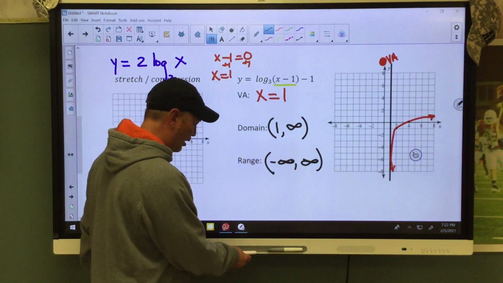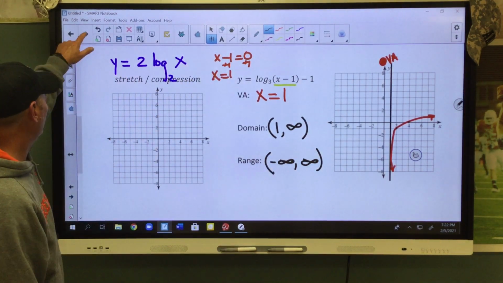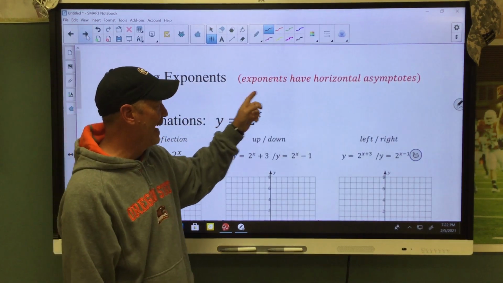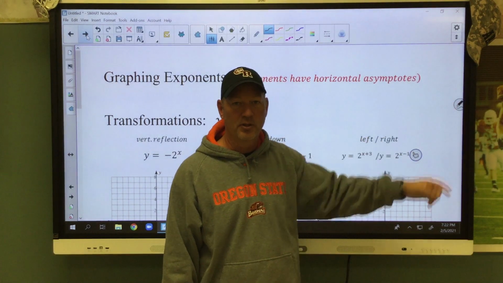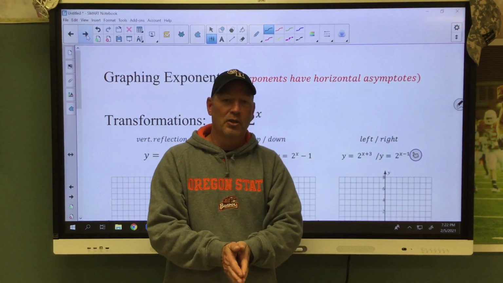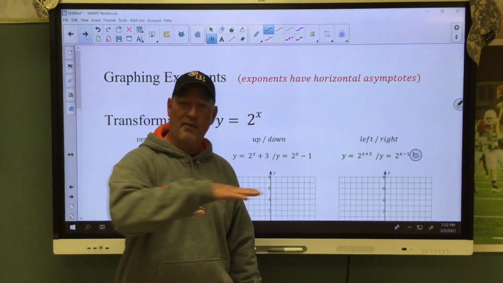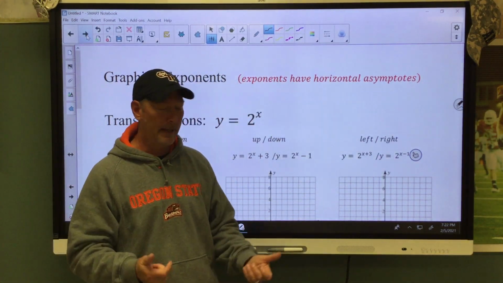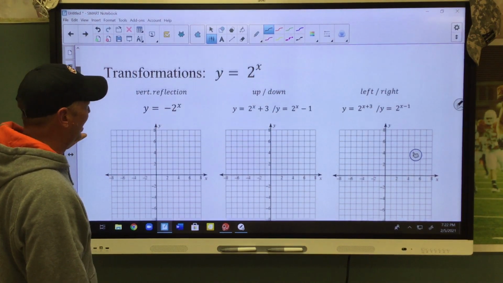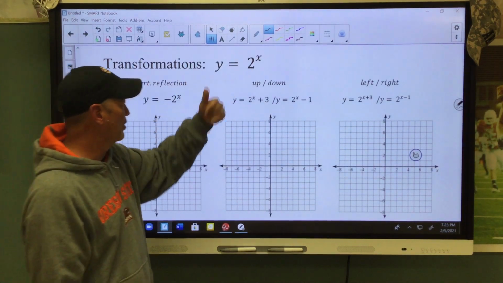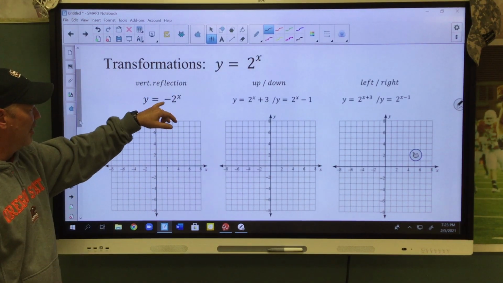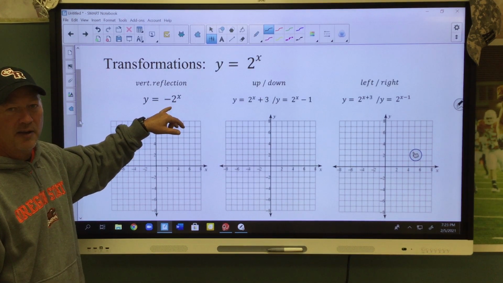Okay? All right, let's talk about exponents. Now, when you graph exponents, they have a horizontal asymptote. The logs had a vertical asymptote. These exponents are going to have a horizontal asymptote. Okay? All right, so I just made up an equation, kept it kind of similar. The transformations are going to be almost the same. Look what I've done for you. If I have a negative in front, this is going to be a vertical reflection.